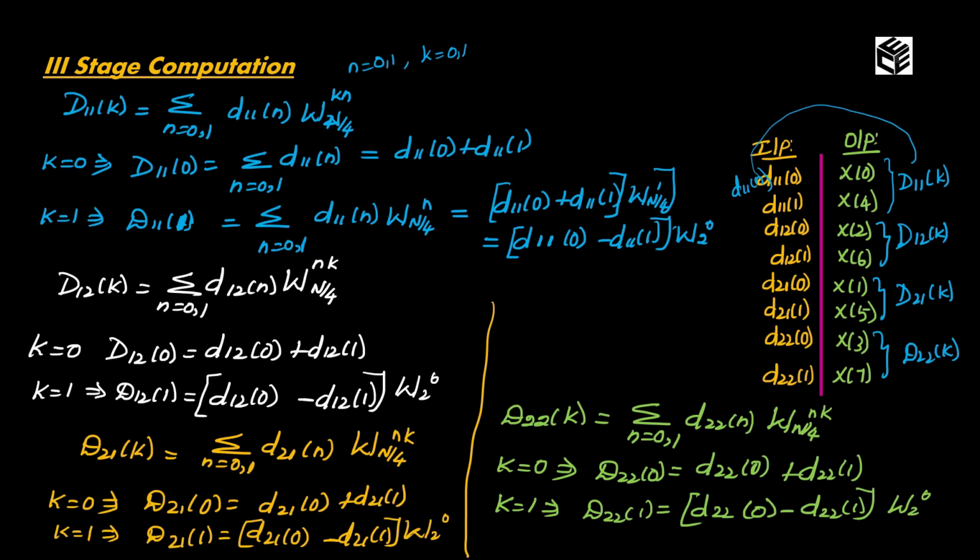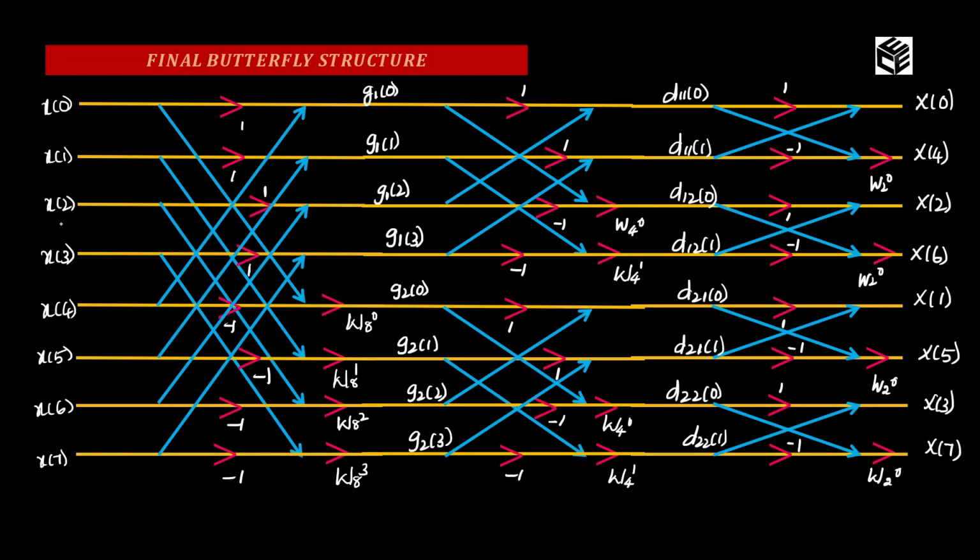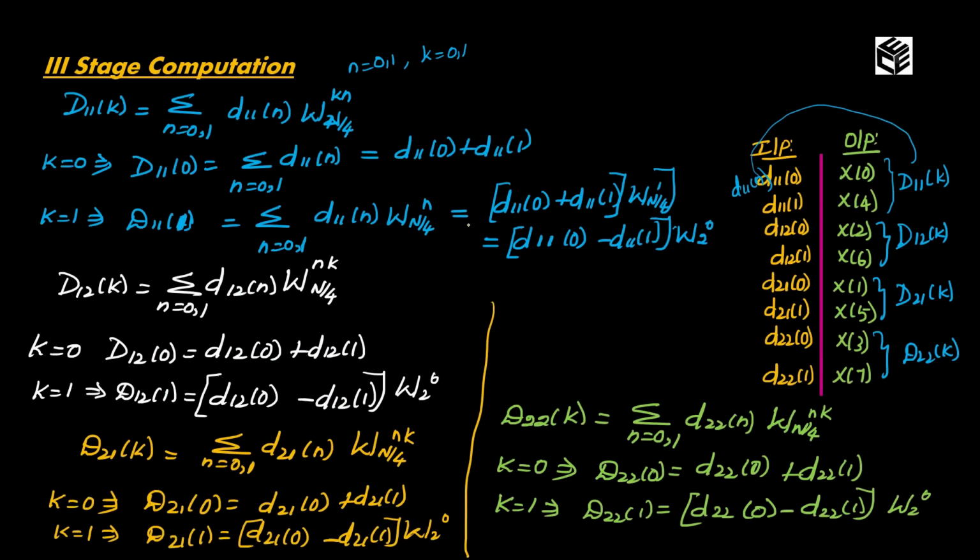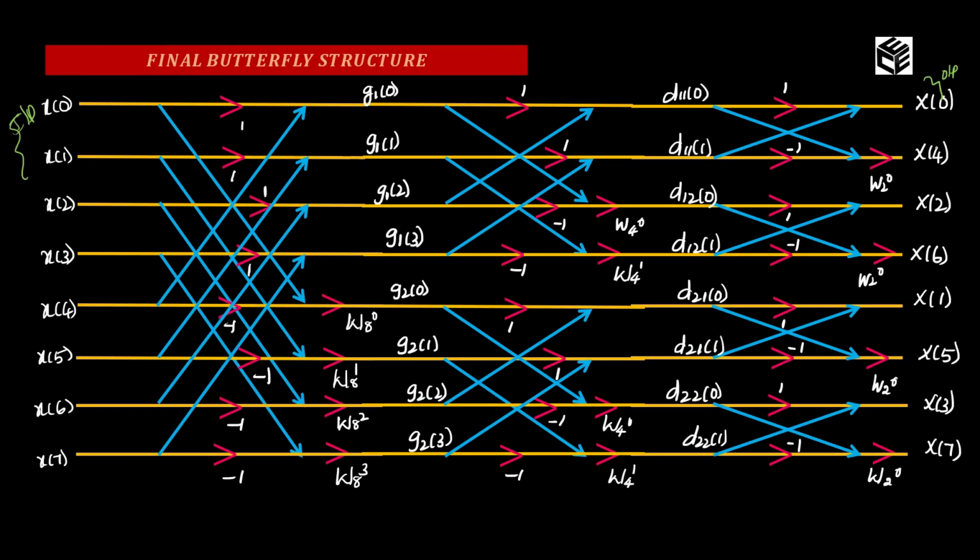As a whole, I can show you the butterfly structure as this. Here I have denoted the inputs, and here I have denoted the outputs. As we have found the expression of the output in third stage computation, the d is a function of the output, therefore I have just represented it as d11 of k, d12 of k, d21 of k and d22 of k here. But here I have replaced this as x of 0, x of 4, x of 2, x of 6, x of 1, x of 5, x of 3 and x of 7.